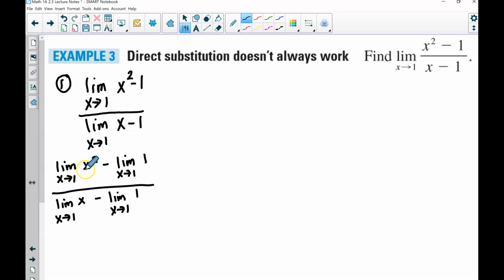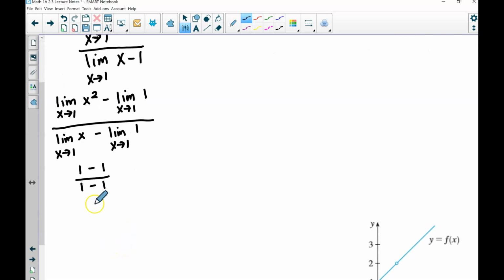So if we plug in direct substitution here, since this is a rational function, plug in 1 for x, square it, gives you the value of 1, minus the limit of the constant, which is 1. And in the denominator, the limit as x approaches 1 of x using direct substitution becomes 1, minus the limit of that constant, which is 1. So what do we get here? Well, we get 0 divided by 0.